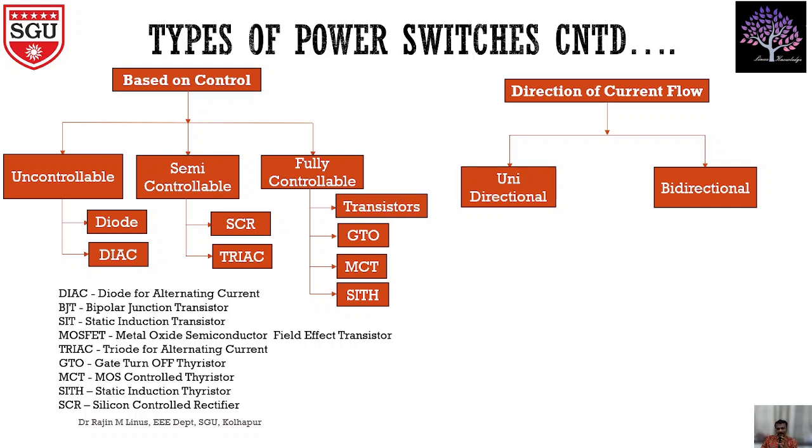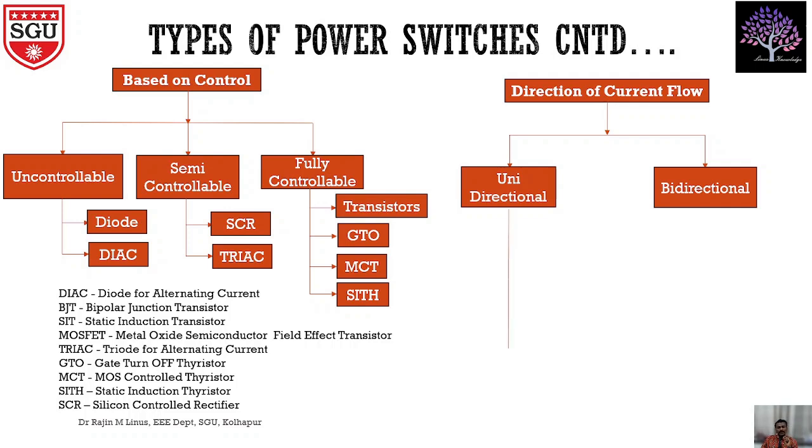Unidirectional. Bidirectional in the sense both the direction, from left to right as well as right to left, or maybe from one terminal to another, then another terminal to the previous terminal. So current can flow. That's why it is called bidirectional. Both the direction current will flow.